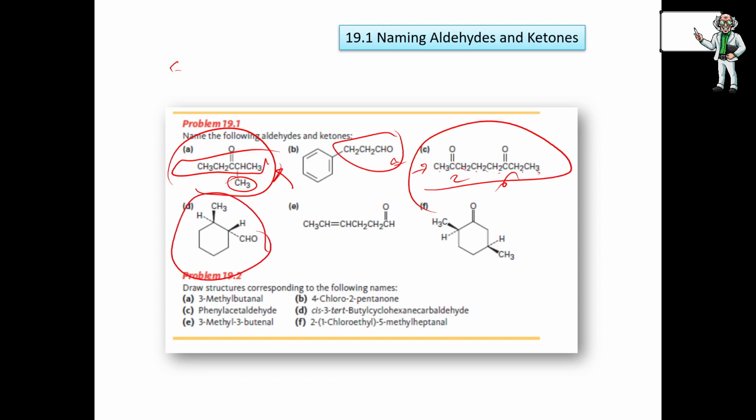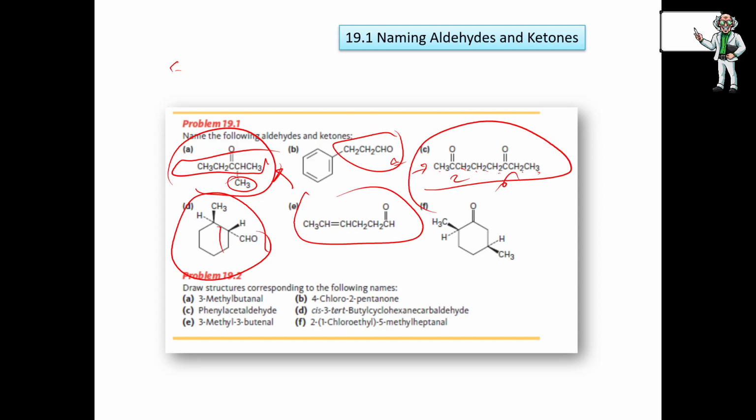This one is an aldehyde directly attached to a cyclohexane. That means that the name will be cyclohexanecarbaldehyde, and then we have to check the substituents. Always, this will be the position 1 of the cycle. That means that the methyl is in position 2, so it will be 2-methylcyclohexanecarbaldehyde. And now we add the stereochemical information. If we check, the CHO is going down and the methyl is going up. That means that this will be trans-2-methylcyclohexanecarbaldehyde.